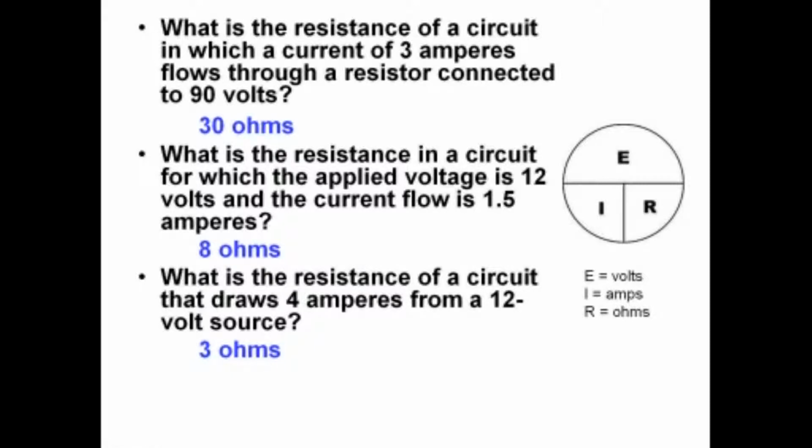What is the resistance of a circuit that draws 4 amperes from a 12-volt source? Okay, we want to know resistance. We don't know that, so we're going to cover this up. We know voltage, it's 12. We know current, it's 4. We divide 4 into 12, and we find that our resistance is 3 ohms. And this is as difficult as the math gets on the technician test.